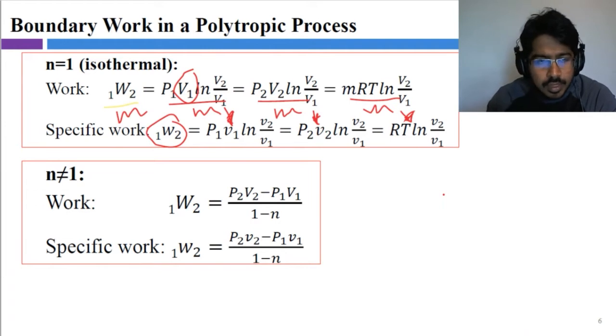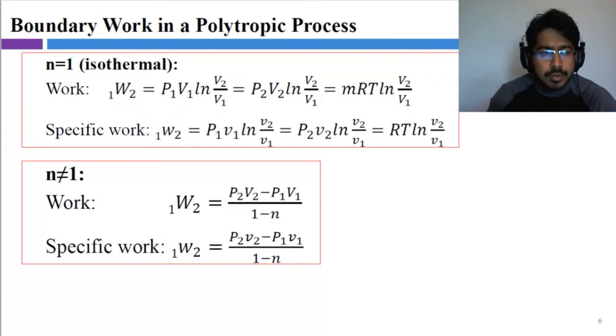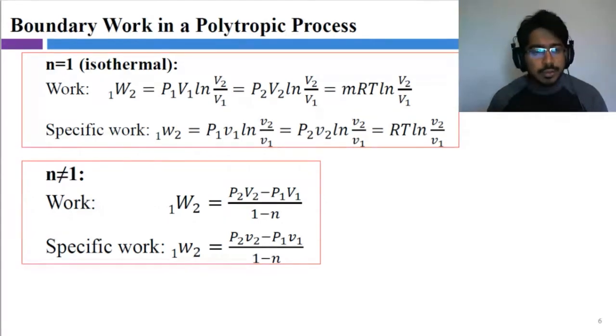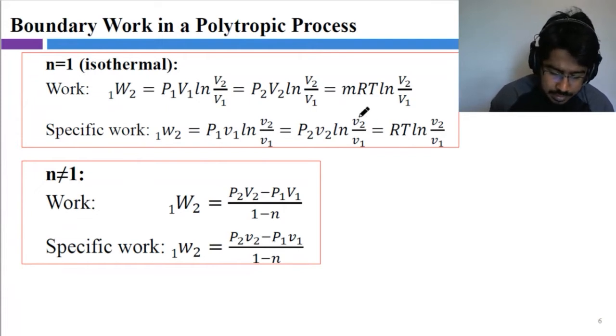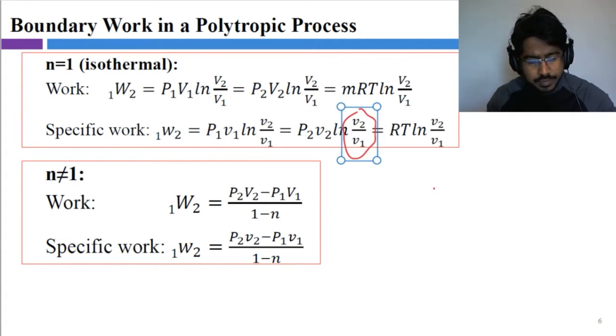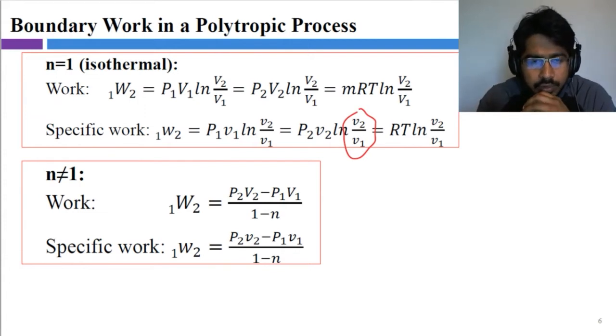Right? So are we clear? We can write this expression in total volume or specific volume terms, but if we use specific volumes in these expressions, then what we get is the specific work, right? Inside the log term, the ratio, does it matter whether it's specific volume or total volume? When it is a ratio, does it really matter?